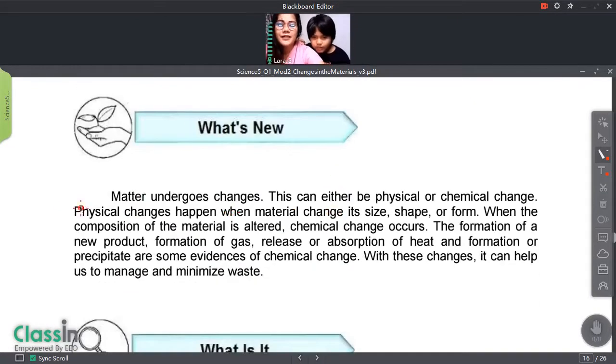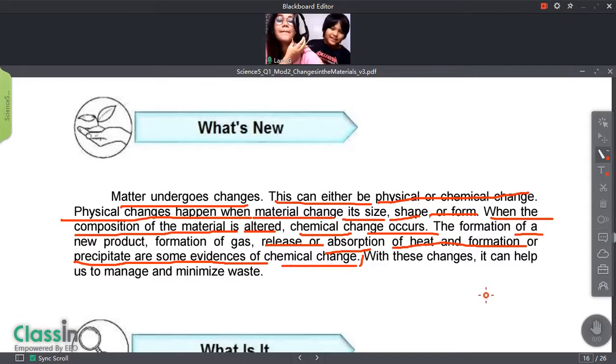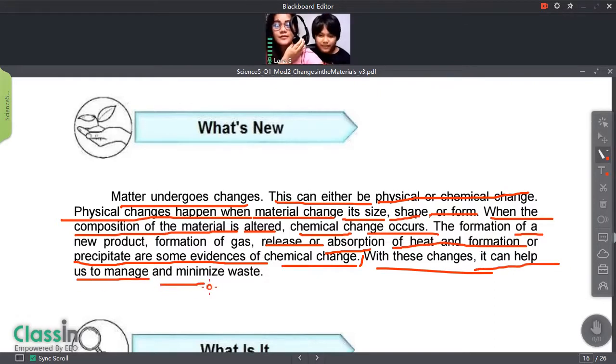So here, matter undergoes changes. This can either be physical or chemical change. Physical change happens when material changes its size, shape, or form. Chemical change occurs when the composition of the materials is altered. Altered means na-change. The formation of a new product, formation of gas, release or absorption of heat, and formation of precipitate are some evidences of chemical change. With these changes, it can help us to manage and minimize waste.